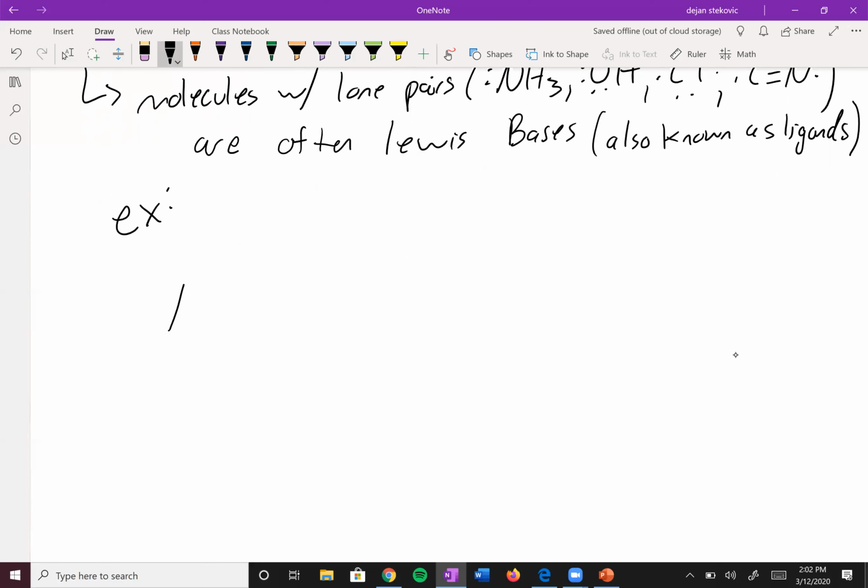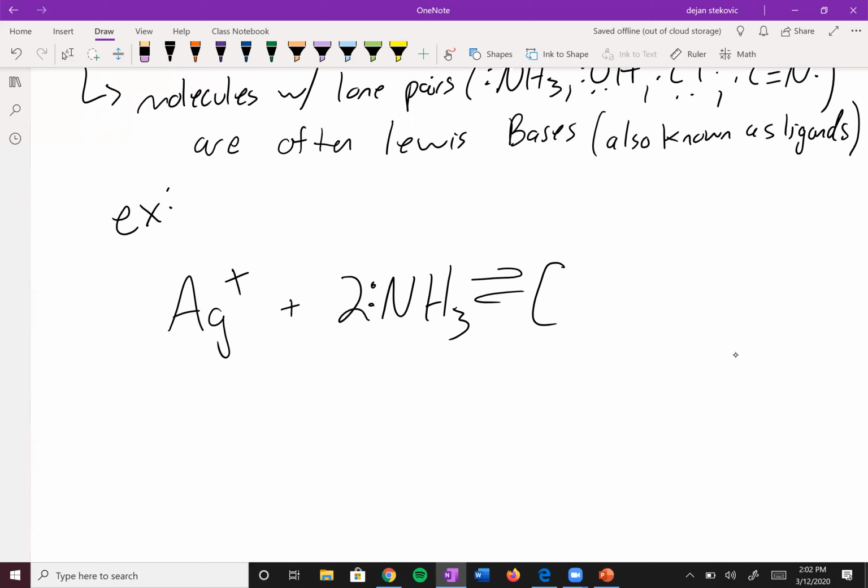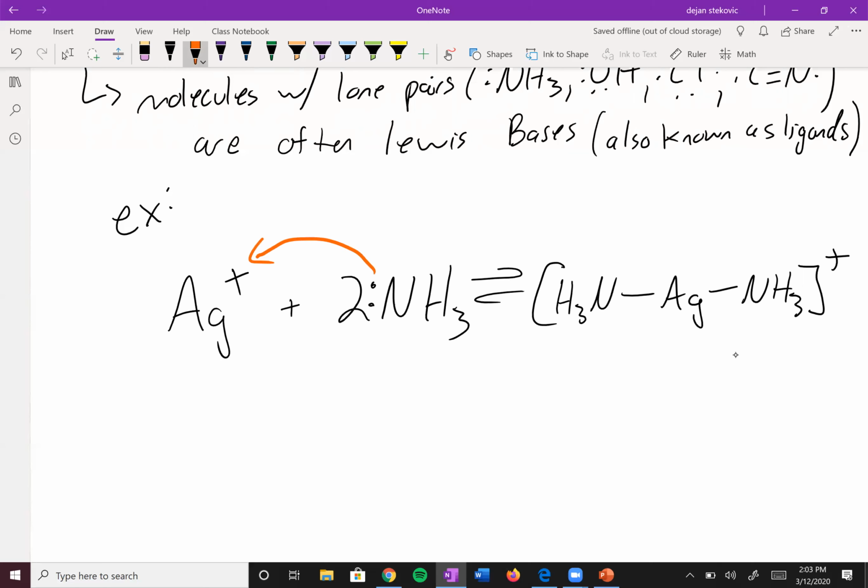So for example, you could have silver, and you could have two ammonias, two NH3s, and they will form this coordination compound. So the electrons from the NH3s will donate to the silvers. And notice now that the charge from the silver we say is delocalized over the coordination compound, but the charge doesn't change.